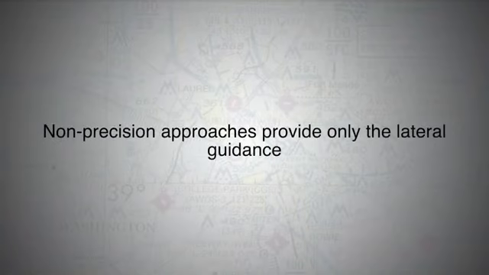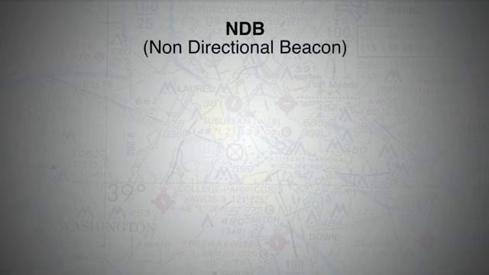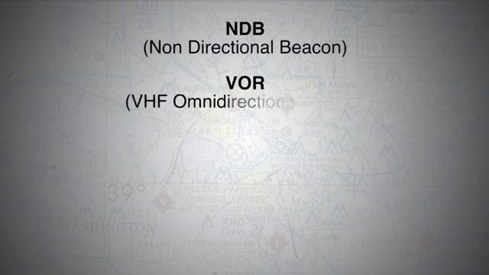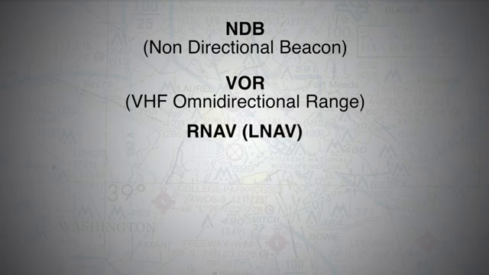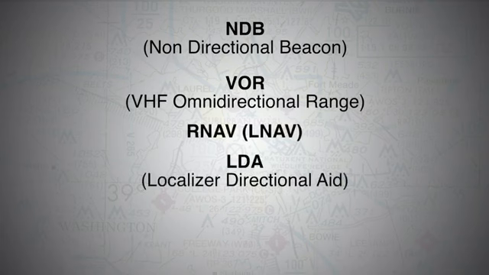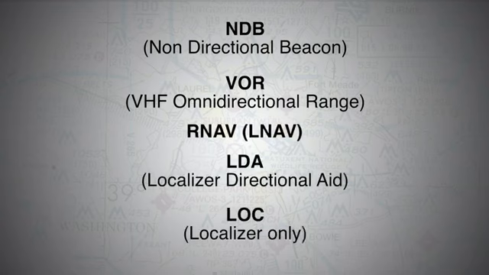On the other hand, however, non-precision approaches provide only the lateral guidance. It is up to the pilot flying to determine the appropriate rate of descent to maintain the proper vertical profile. For example, we have NDB, non-directional beacon, VOR, very high frequency omnidirectional range. We have RNAV, LNAV only approach, LDA, localizer only, and so on. These are the non-precision approaches.